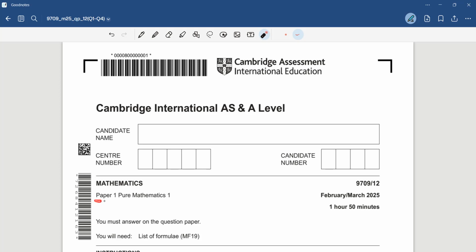Look into Pure Maths 1, February, March 2025.